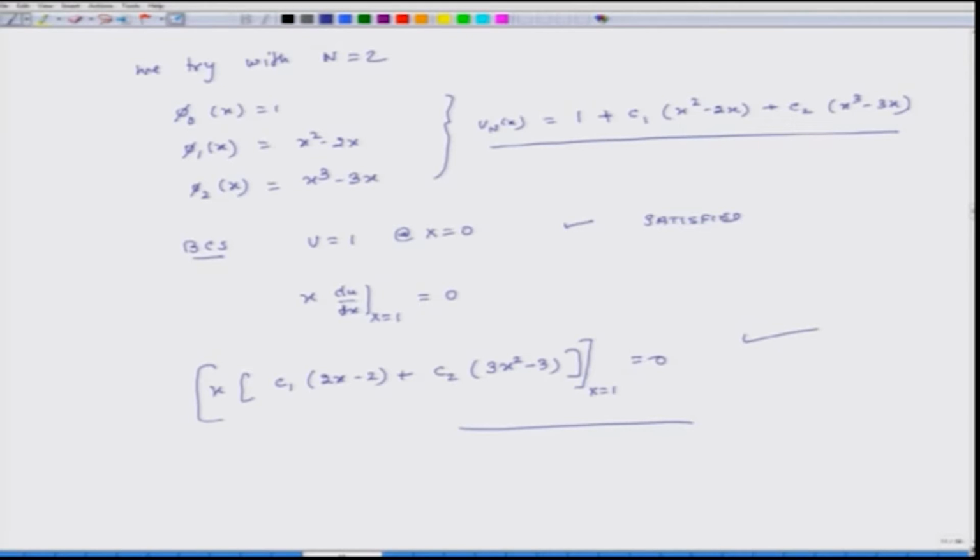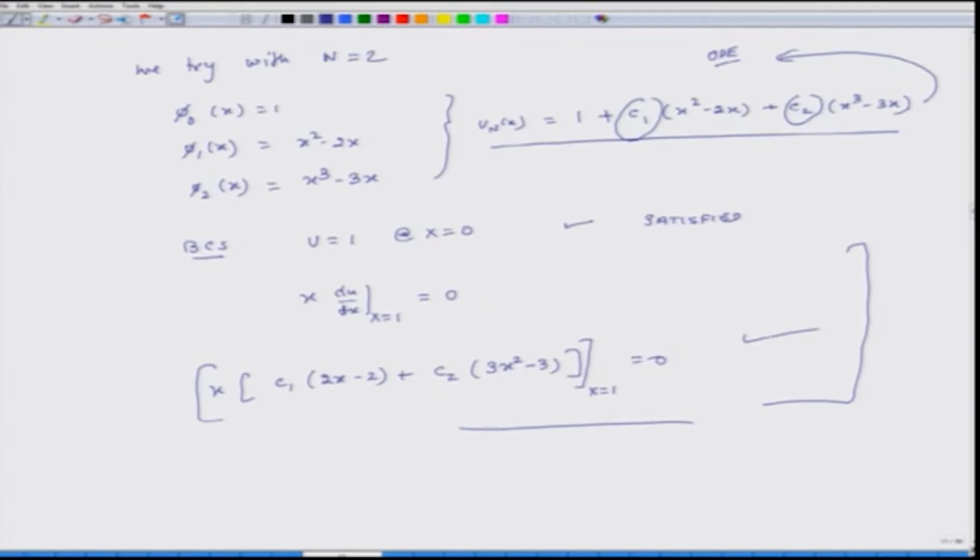Now, we do not know the values of C1 and C2, right? So, we have to figure out these values. We have made sure that the boundary conditions are satisfied. So, the way we figure them out is that we plug this equation back into the ordinary differential equation and then see.